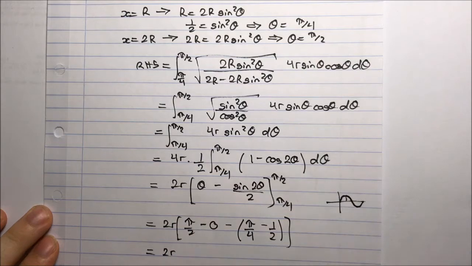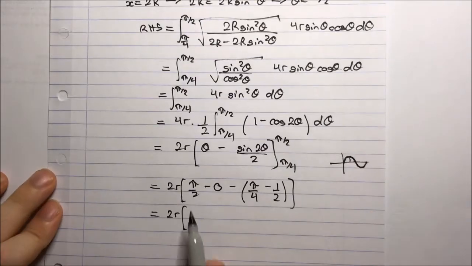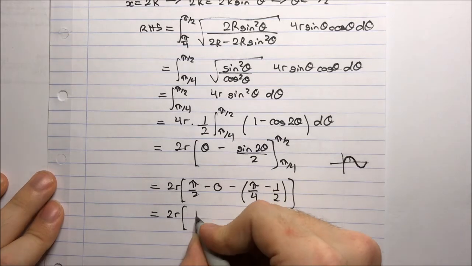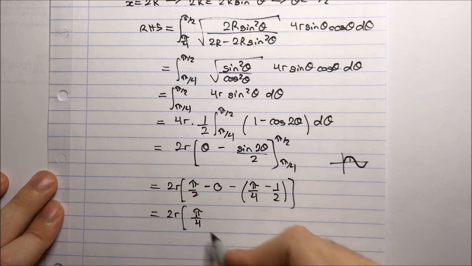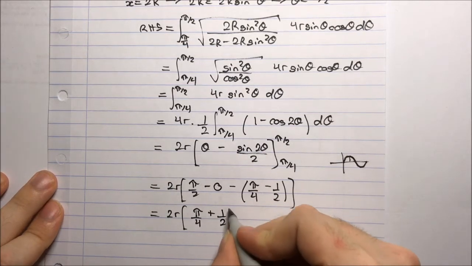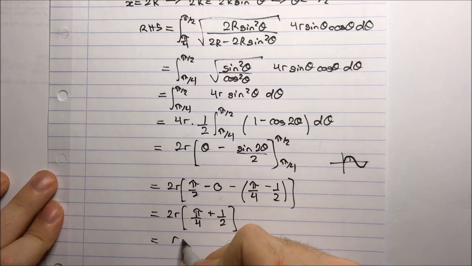So I have 2r times pi on 2 minus pi on 4. Pi on 2 minus pi on 4 is pi on 4. Minus negative a half means plus a half. And if I just distribute that 2 through, I'll get r.